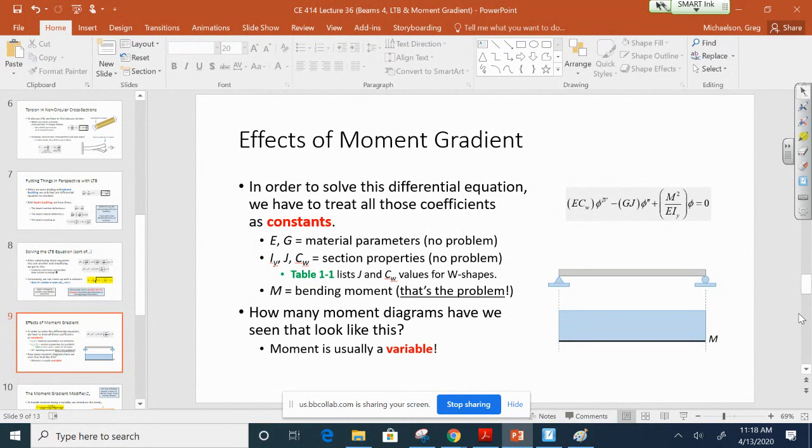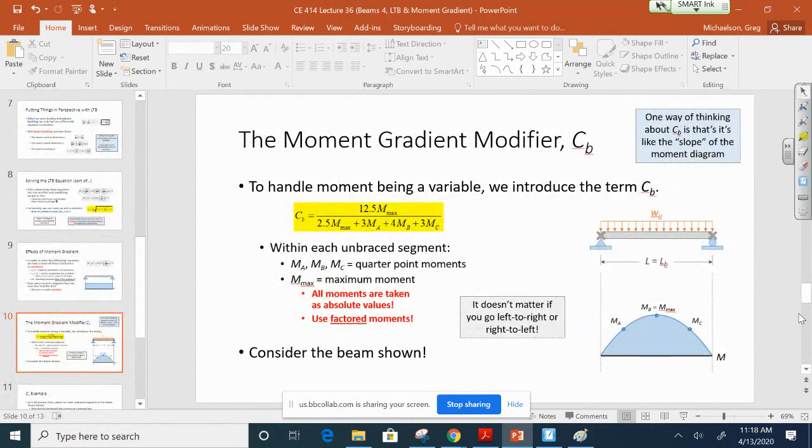Well, the way that we handle that is we compute what's called a moment gradient modifier. It's this term C sub B. For those of you that were in concrete design, C sub B was, we weren't even talking about the same thing. We were talking about bar covers in there. C sub B is what we call the moment gradient modifier. And so it's a pretty straightforward formula.